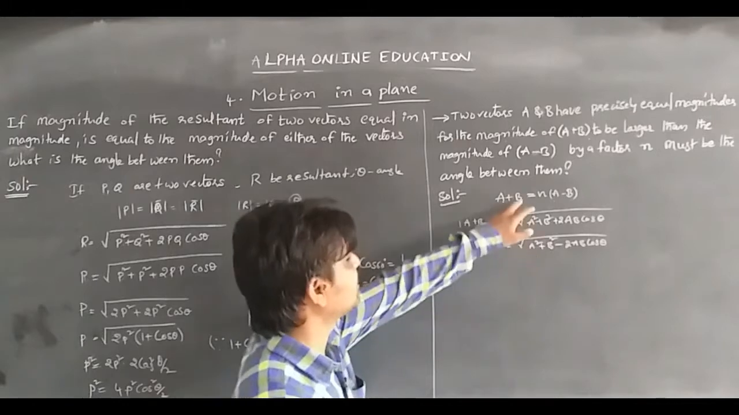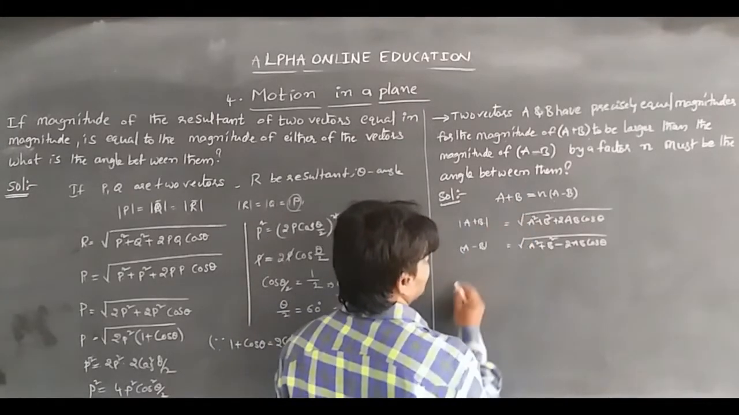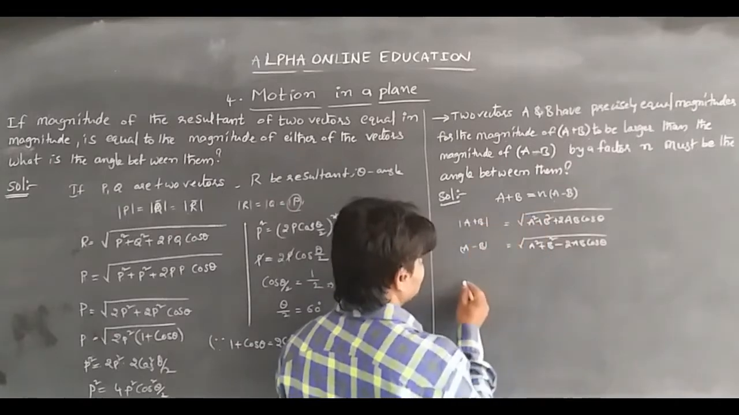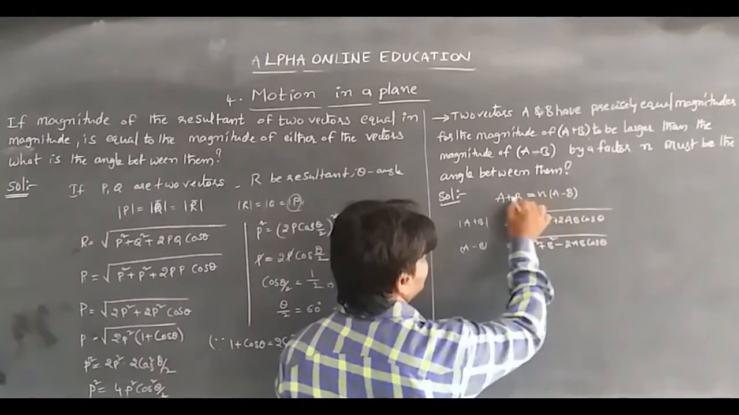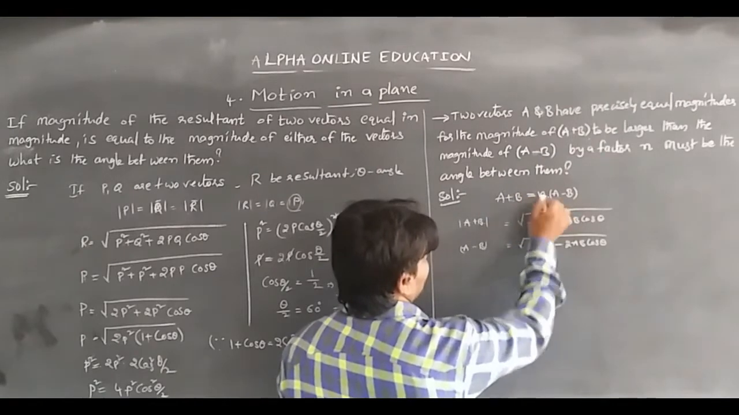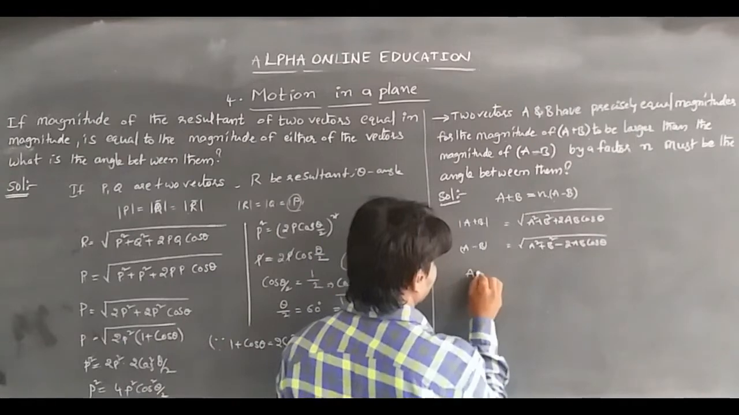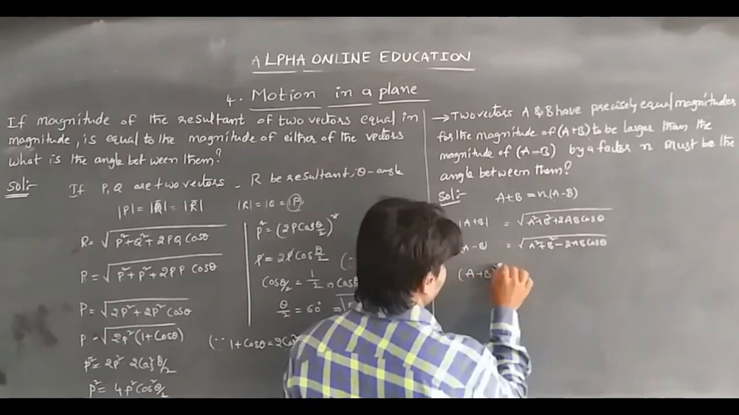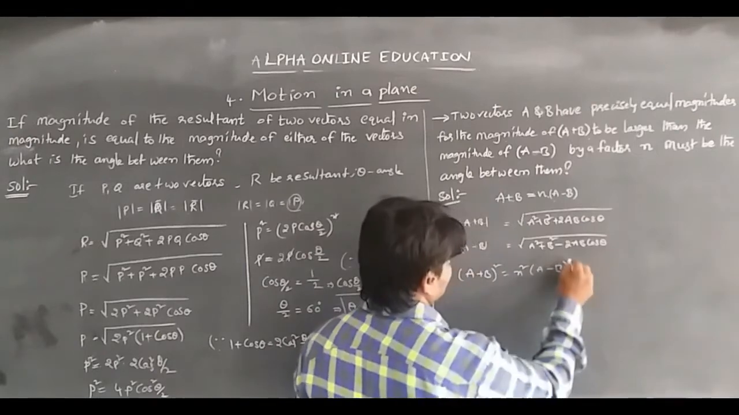By substituting this in the equation, the square root is taken to this side, so A plus B whole square becomes, and A minus B whole square becomes. So that's why we are squaring on both sides. Then we get A plus B whole square is equal to n square into A minus B whole square.